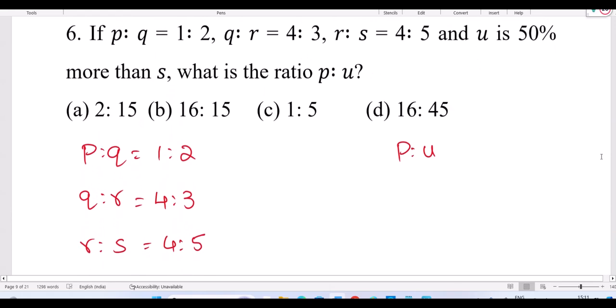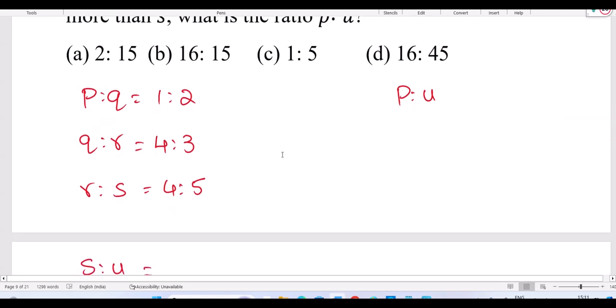P is to Q is 1 is to 2. Q is to R is 4 is to 3. R is to S is 4 is to 5. U is 50% more than S. Now you need to calculate the P and U ratio. So to calculate P and U, one more term is required, S and U, which is not given.